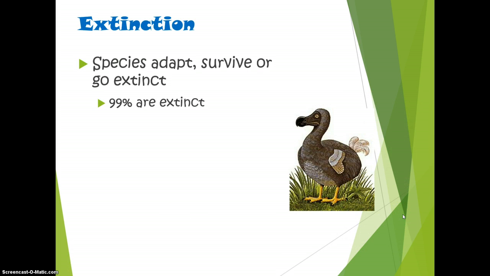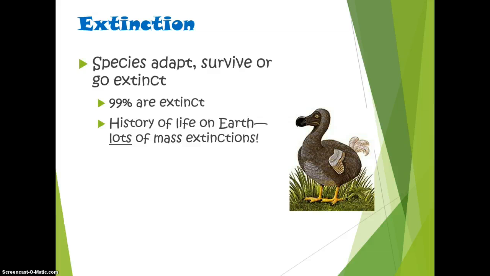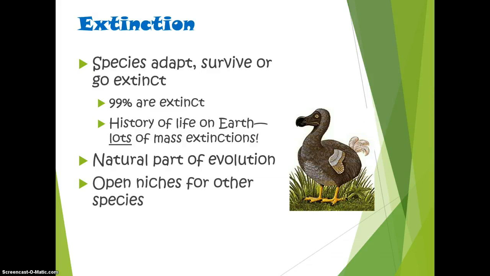Alright, extinctions. Species adapt to survive, or they go extinct. Out of all the species that we know of, that we have in the fossil record or have discovered, 99% are extinct. Okay, so there are lots of extinctions. Extinction is a natural part of life and a natural part of evolution. It's important because it actually opens up other niches for other species. This picture here is of a dodo bird, like the little dodo bird that falls off the cliff, the last female, and then they all die.